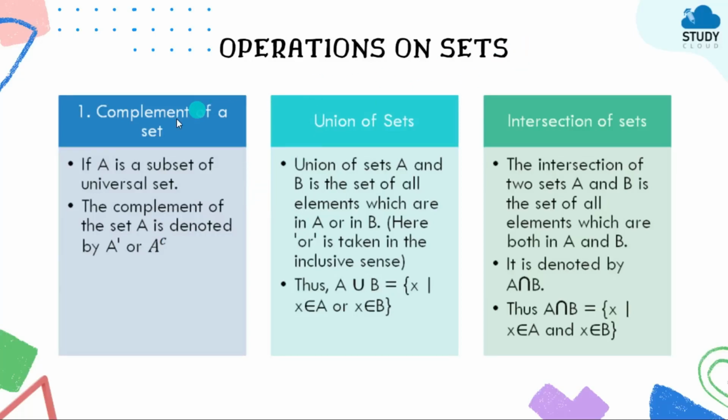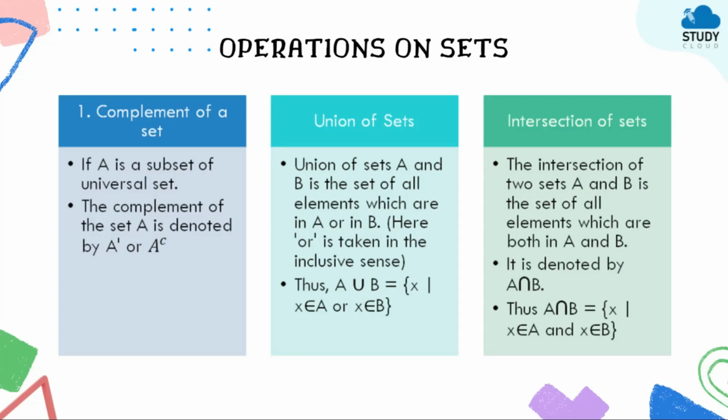Operations on sets. First is the complement of a set. Now if A is a subset of the universal set, the complement of the set A is denoted by A dash or A^C. So what do you mean by this complement? Complement of a set means the elements which are not occurring in a particular set.